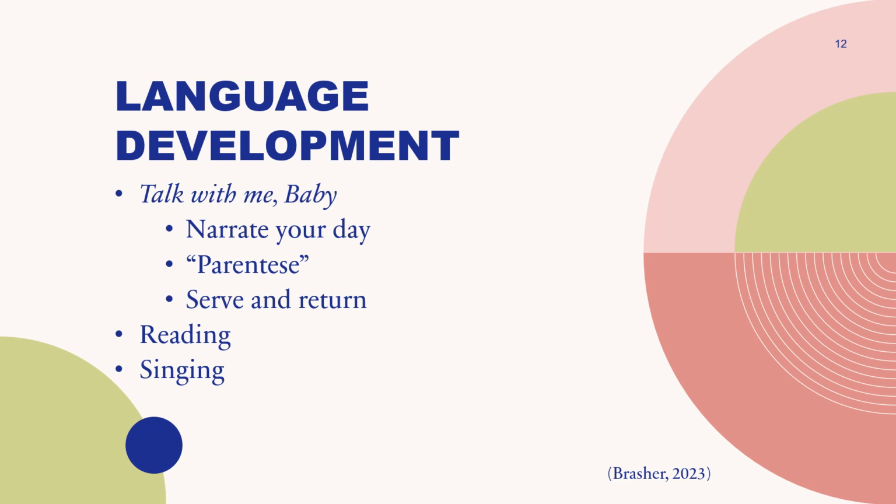To help with their language development, you can use the model developed by Susan Brasher called Talk With Me Baby. The 3 elements are to narrate your day, so just explaining what you're doing. Parentese, so that's about the inflection of your voice. Speaking gently, maybe in a slightly higher pitch, in a way that's engaging for infants. And then there's serve and return. So if they're cooing at you, acknowledging that, like, oh, tell me more about that. And then reading or singing to them. So there's a lot of books on the unit encouraging parents to read to them and just exposing them to as much language as possible, especially if they're over 35 weeks.